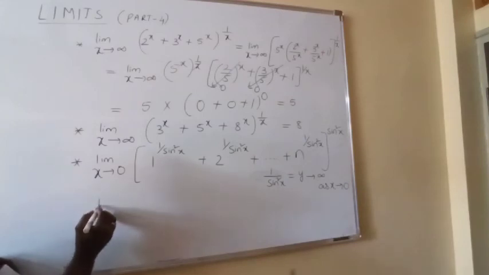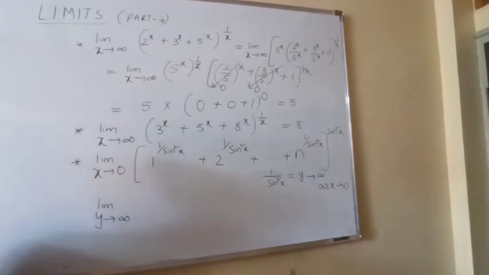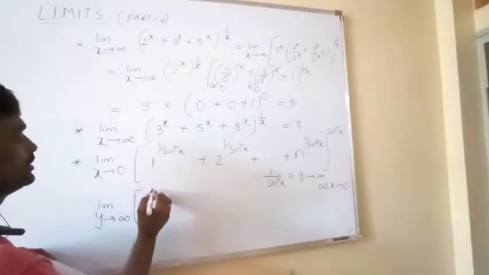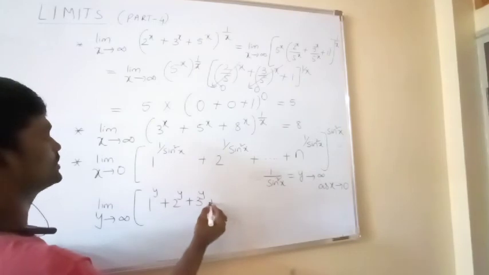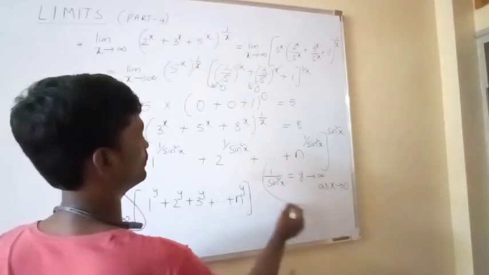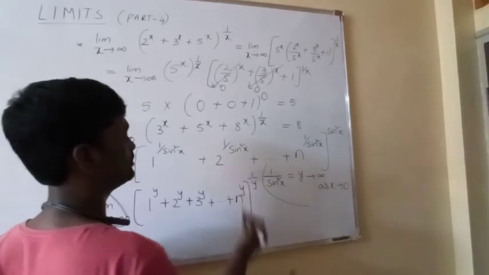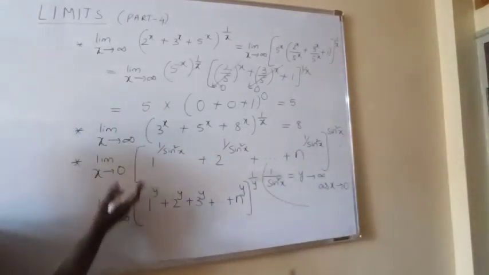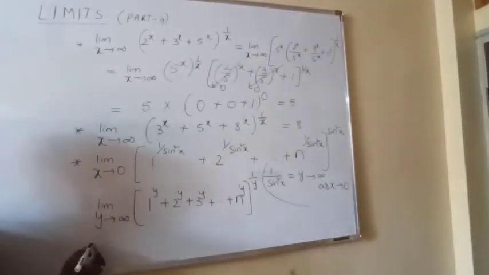So the problem is reduced to the limit as y tends to infinity. I am going to convert the function of x to a function of y. So 1 power y plus 2 power y plus 3 power y, and so on, plus n power y, whole power sin square x. 1 by sin square x is y means sin square x is nothing but 1 by y. So this problem looks like the previous problem. Here what are the bases? 1, 2, 3 and so on up to n. Among these bases, which base is highest? n. So that was the answer.